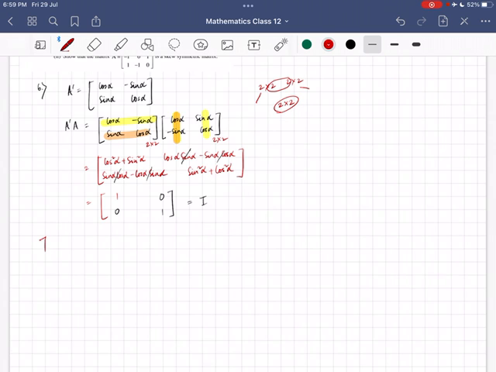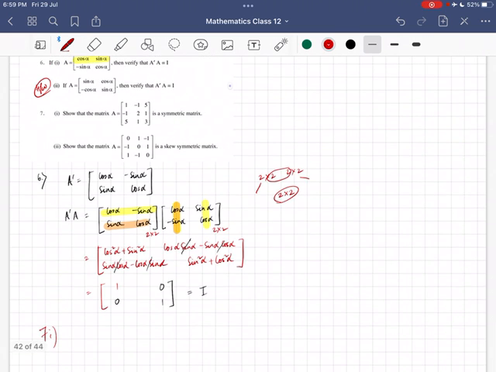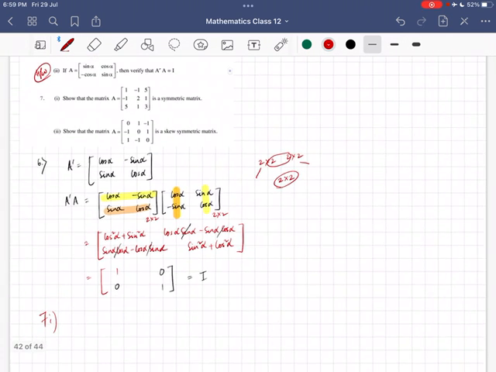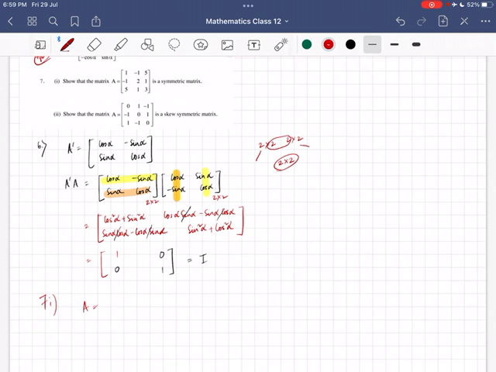So 7.1, what we have is, show that the matrix A is a symmetric matrix. So we need to prove that the given matrix A, that is A given by 1, minus 1, 5, minus 1, 2, 1, 5, 1, 3. We need to prove that the matrix given in here is a symmetric matrix.